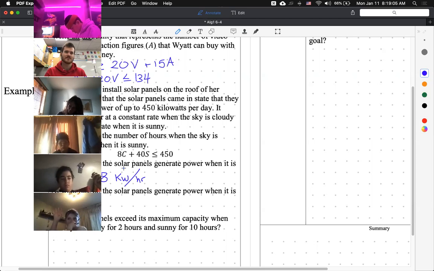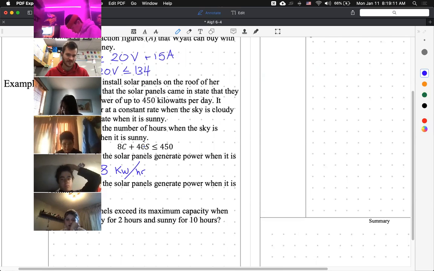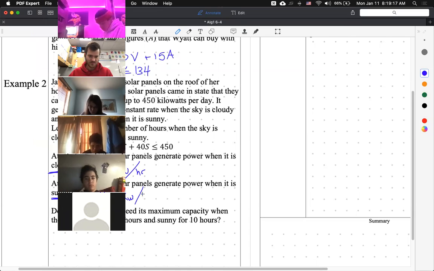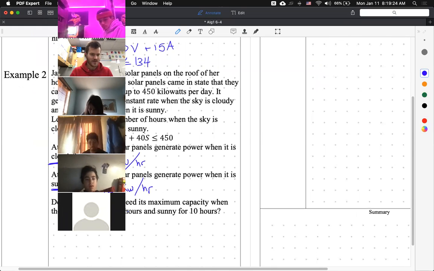Diego, you want to give this? Oh, never mind. I see Ashley's hand. Yeah, Ashley. 40? It is 40, yeah. It's the coefficient of the S variable. So we'll say 40, and to have our units, we'll say kilowatts per hour. I think there's also kilowatt hours. I don't actually know the difference between kilowatts per hour and kilowatt hours.